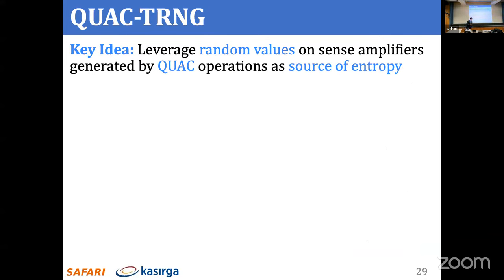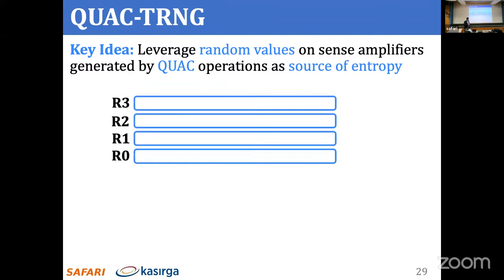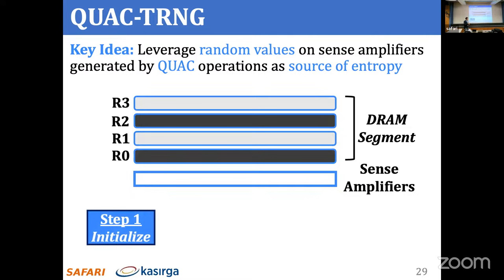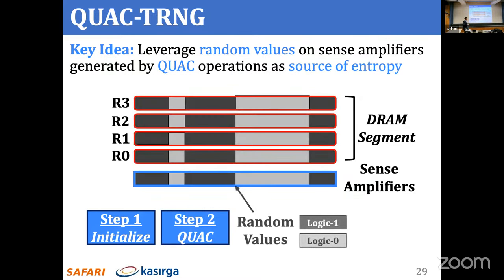Now, let's see how we use this mechanism to generate random numbers at very high throughputs. So this is again a different view of the four rows that we always operate on. We call the four rows that we open simultaneously a DRAM segment. That's just four rows, and we have the sense amplifiers. The first step to generate true random numbers at high throughput is to initialize these rows. We initialize two of the rows with ones and two others with zero here. And the second step, we perform a QUAC operation. Now this will generate random values in the sense amplifiers.